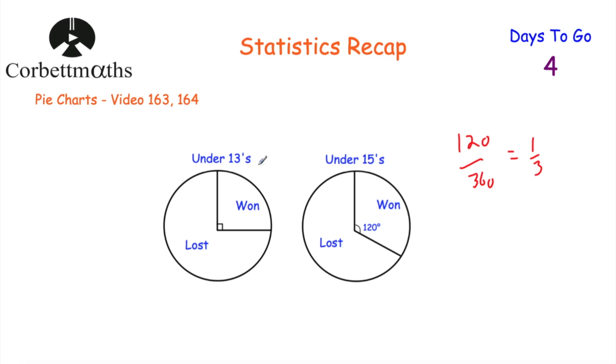And one thing to note whenever you've got pie charts, if you've got 2 pie charts like this and you were asked, did the under 15s win more matches than the under 13s? Remember that the pie chart only shows the information in terms of the proportion of matches that the under 15s won and the proportion of matches that they lost. So they won a third and they lost 2/3, but without knowing how many they played, you wouldn't actually know those actual figures. So if you know how many matches they played, you could work that out. But if you don't know how many matches they played, you can only say they've won a larger fraction or proportion of their matches.